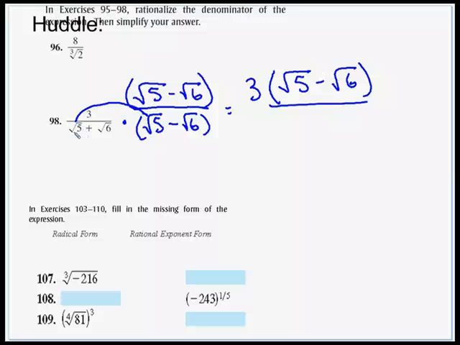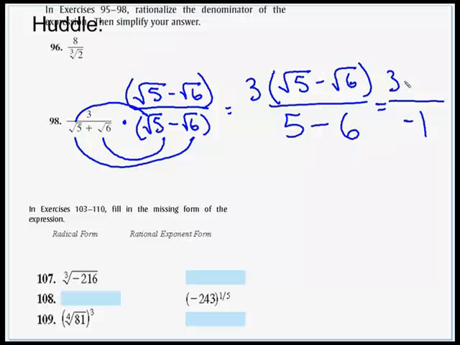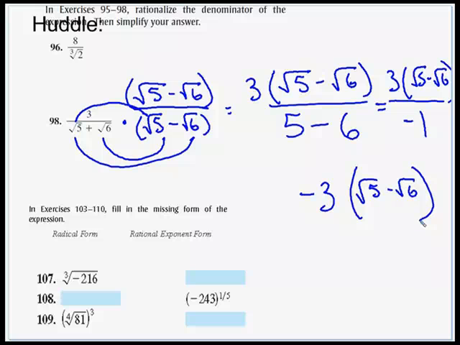First term times first term, root 5 times root 5 is 5. The outers and the inners will cancel because you have a plus and a minus of the same term. And then we do our last term times our last term. Positive times negative is negative. Root 6 times root 6 is 6. So our denominator, 5 minus 6, is negative 1. And our numerator will stay the same, 3 times that root 5 minus root 6 in parentheses. And when we divide by a negative 1, we can just put a negative in front of the 3. Negative 3 times the quantity, root 5 minus root 6.